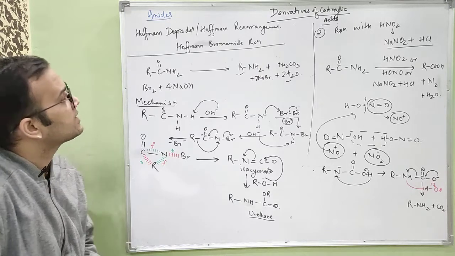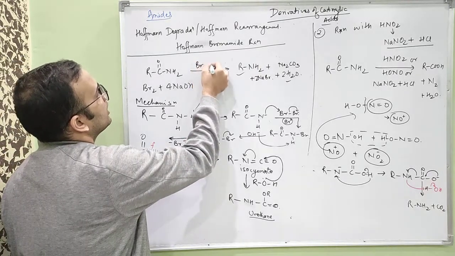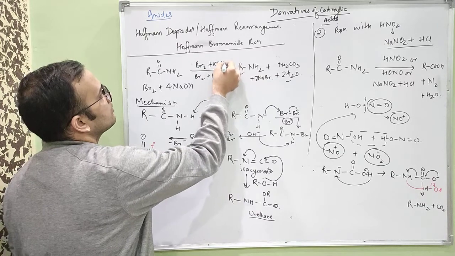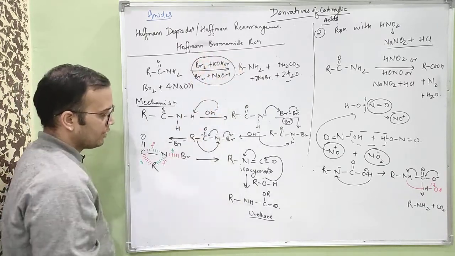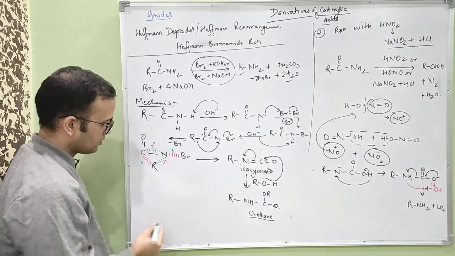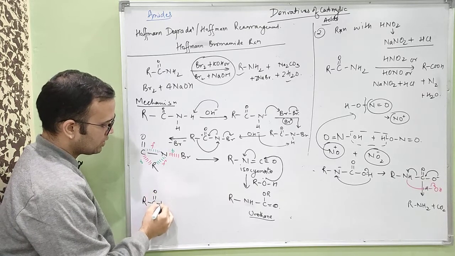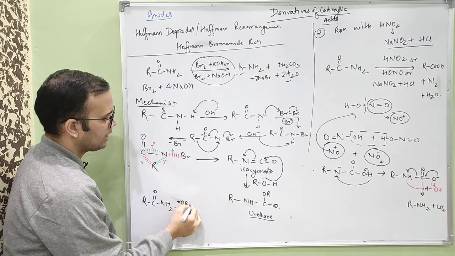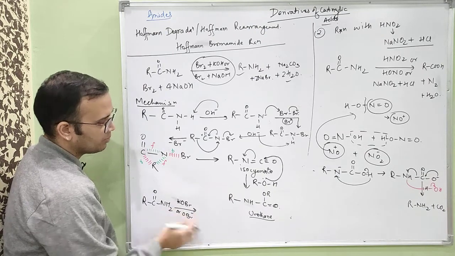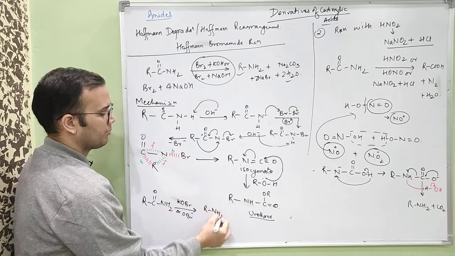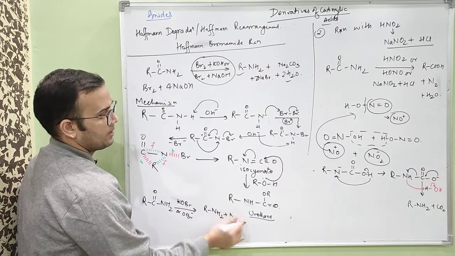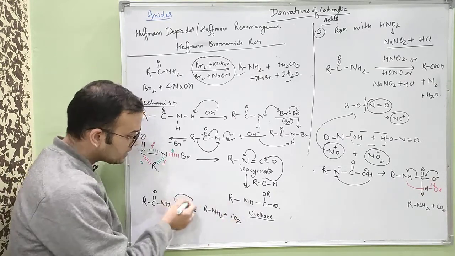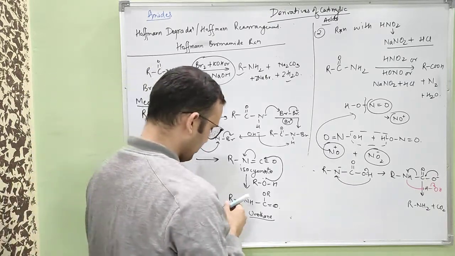Sometimes this particular thing is written as, we have written it Br2 plus KOH or Br2 plus NaOH. We have written it like this, or sometimes this is not written. Sometimes it is written like this: RCONH2, KOBr, or sometimes it is written like this, OBr minus, and the product basically is the same. I'm not writing everything. RNH2 plus, let's say, CO2. Got it? How does this correspond to this? So write this equation. This is very, very important.